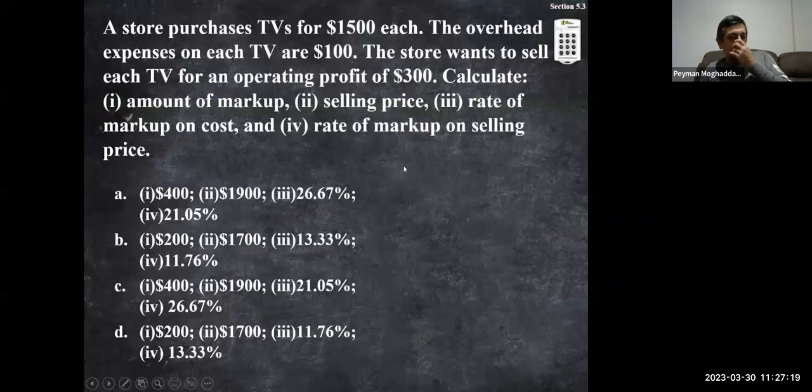All right, this is an example. I'll give you guys a few minutes to do it. A store purchased TVs for 1500 each. The overhead expenses on TVs are $100. The store wants to sell each TV for an operating profit of $300. Calculate the amount of markup, selling price, rate of markup on cost, rate of markup on selling price. Okay, I'll give you a few minutes for this.